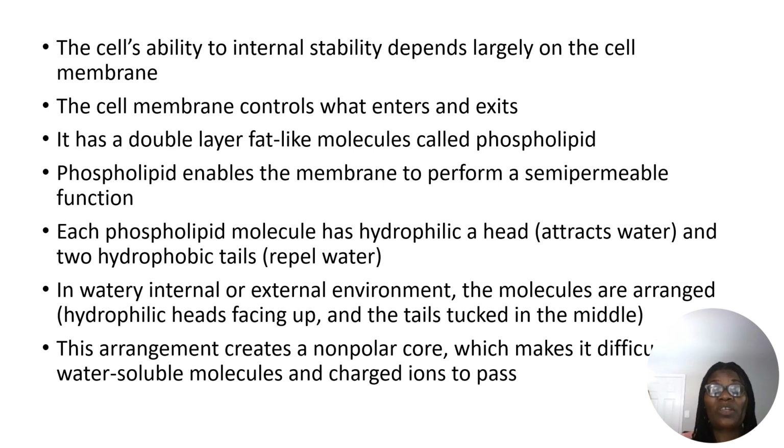These fat molecules are in double layers. That is, they are in two layers, and those two layers contain molecules that look like fat. The phospholipid enables the membrane to allow certain things to pass and prevent certain other things from passing, either entering or exiting. So we say in that case that the membrane is semi-permeable. Semi-permeable means that it allows certain substances or molecules to pass, while some molecules are not allowed to pass.